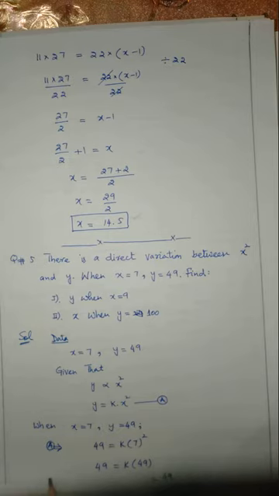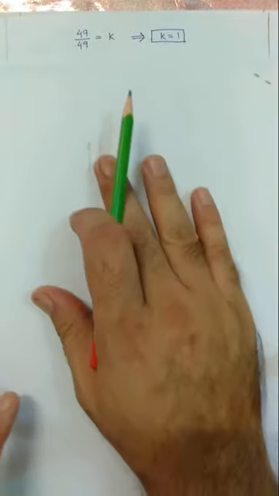Now putting in equation A, 49 is equal to k times 7 square. 7 square is equal to 49. Dividing by 49 on both sides of the equation, 49 by 49 is equal to 1, so k is equal to 1.